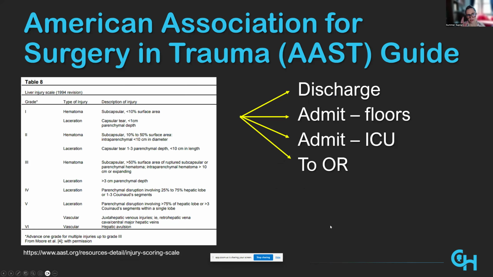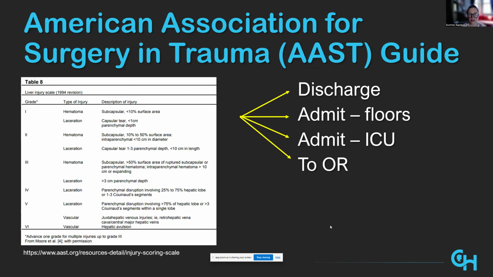Moving on to solid organ injuries. We use the grading scale from the American Association for the Surgery of Trauma, the AAST grading scale, and these are also freely available online. There are injury scales for every body part you can think of. The liver is one that we use very commonly, since the liver is one of the more common places to get injury in the abdomen.